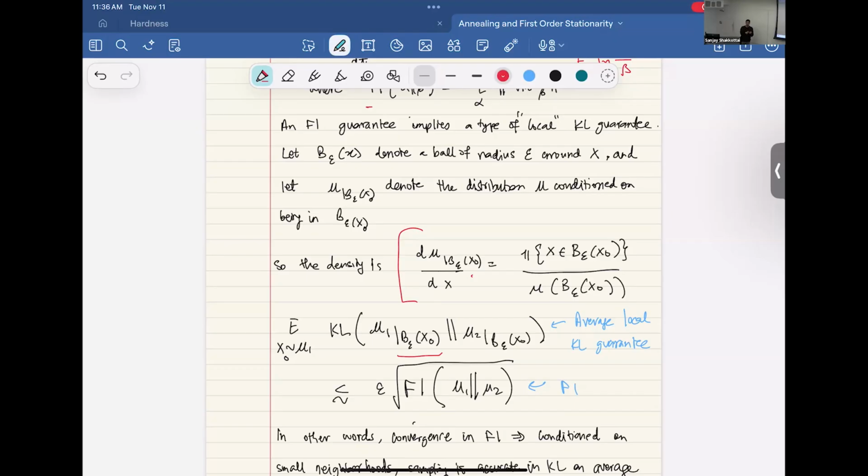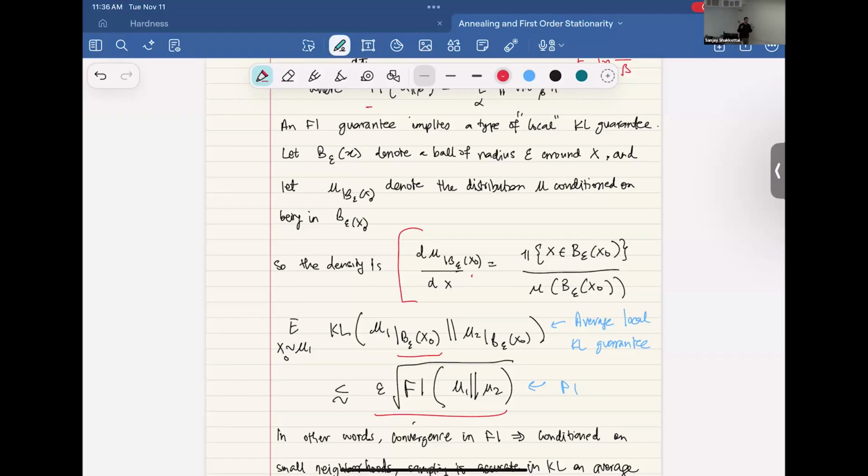I look at small balls around them, and I condition mu1 and mu2 to be restricted to those balls, and then I look at the KL distance of these restricted distributions. The expected value of those is governed by the Fisher distance. This is one connection between what a KL distance does and what a Fisher divergence does.